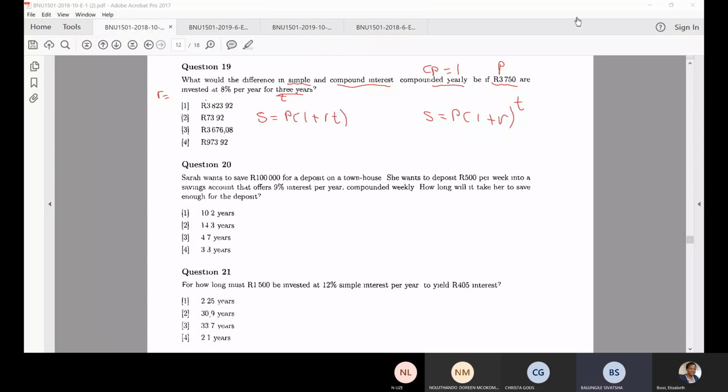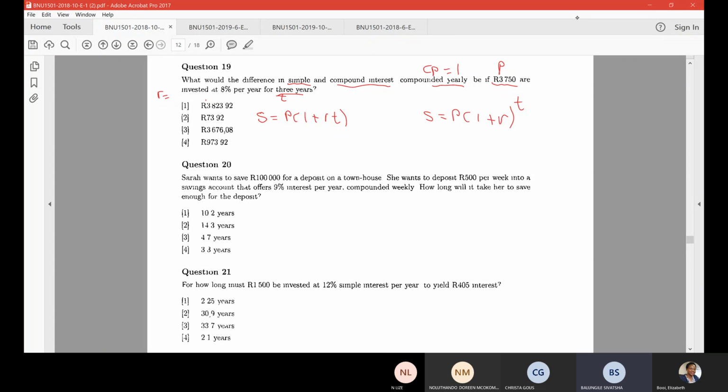Okay, 0.08 divided by 12 because it's yearly. But if it's compounded yearly, the compounding periods are 1, so it will divide by 1, which will still stay as 0.08.